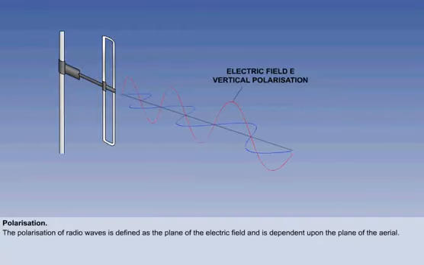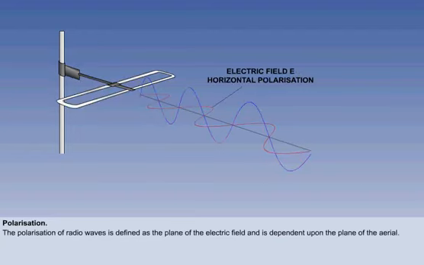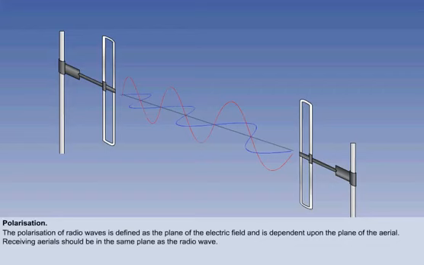The direction in which the electromagnetic waves travel out from the aerial depends upon the orientation of the aerial. If the aerial is vertical, then the electric field E also travels in a vertical waveform. This is called vertical polarization. If the aerial is positioned horizontally, then the electrical field will be horizontally polarized. To receive maximum signal strength from an incoming radio wave, it is essential that the receiving aerial is in the same plane as the polarization of the wave. So a vertically polarized radio wave would require a vertical aerial.